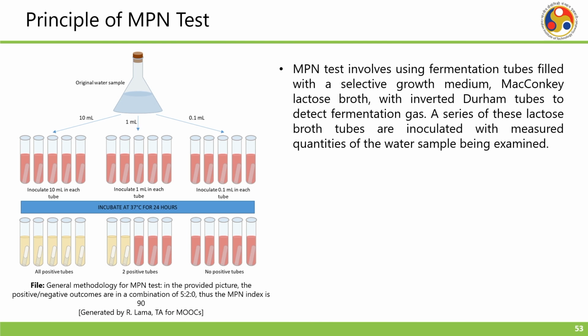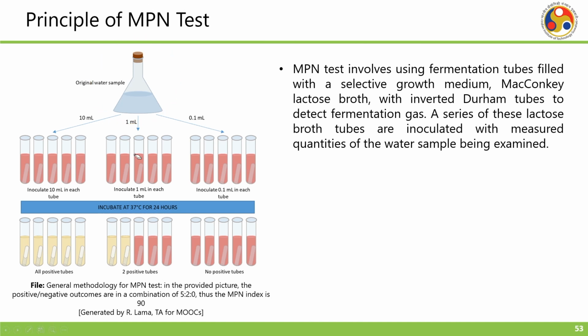Now, let us look into the principle of the MPN test. Here, the MPN test involves using fermentation tubes filled with a selective growth medium, for example, MacConkey lactose broth with inverted Durham tubes to detect fermentation gas. A series of these lactose broth tubes are inoculated with measured quantities of the water sample being examined. So, this is the original water sample.